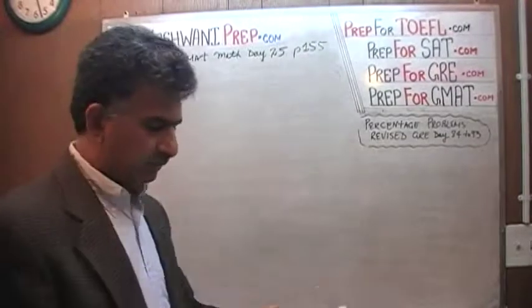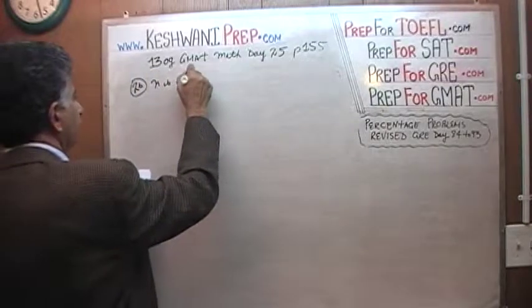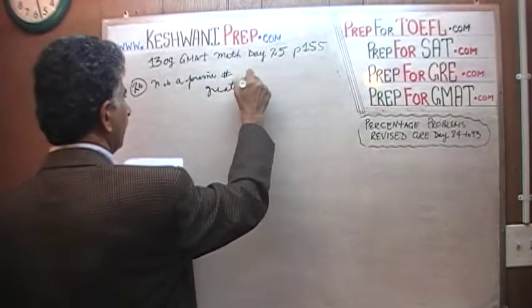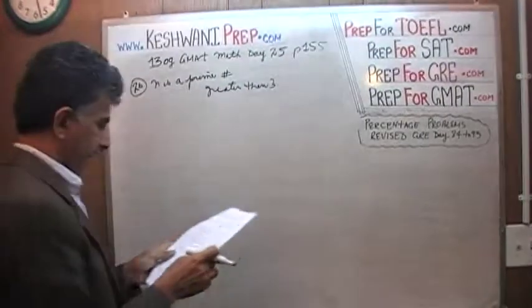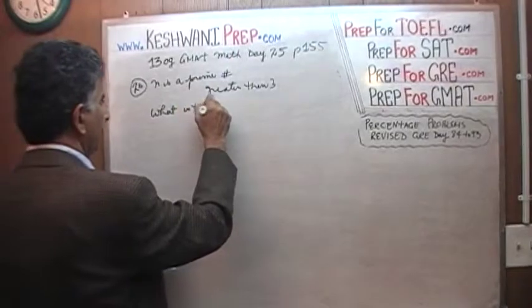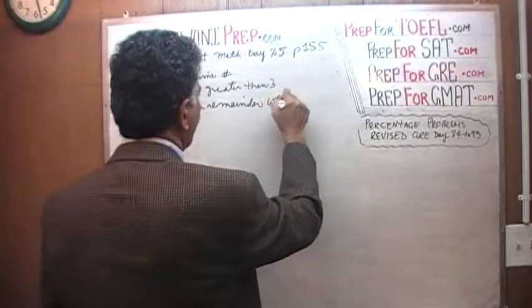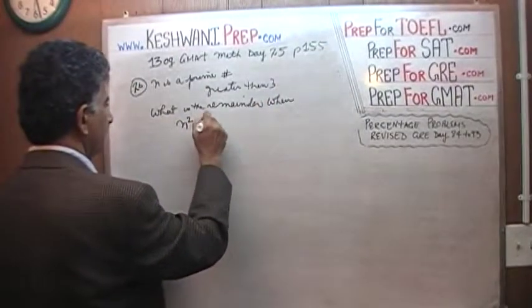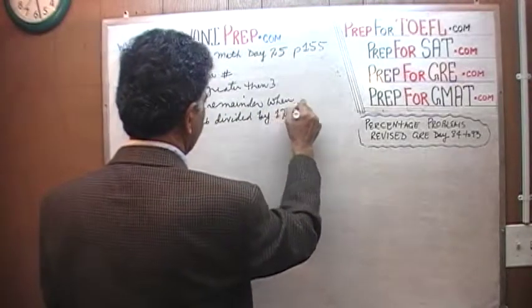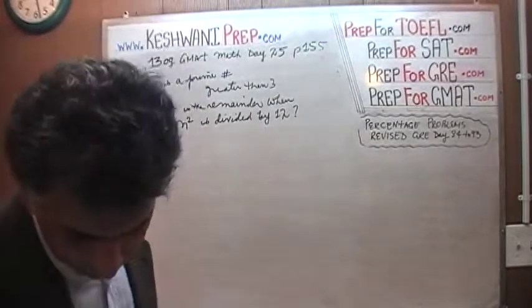We are told that n is a prime number greater than 3. Question 26. The question simply is, what is the remainder when n squared is divided by 12?